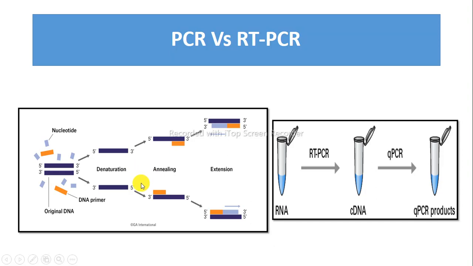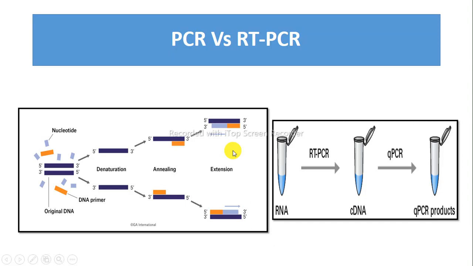Then in PCR, double-stranded DNA molecules serve as a template, whereas in RT-PCR, a single-stranded RNA molecule is the template, and a single-stranded DNA will be the template for PCR. Then in PCR there are three steps, that is denaturation, annealing and extension, whereas in RT-PCR, reverse transcription is followed by PCR.